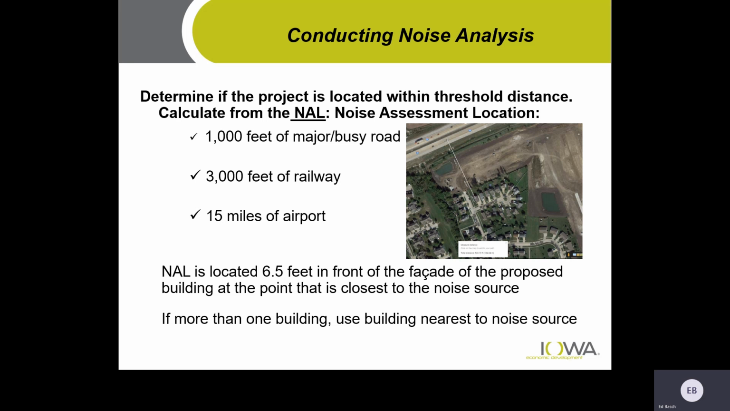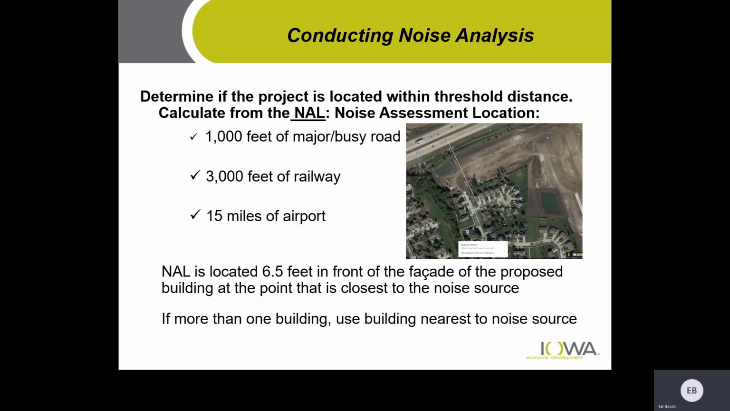But if you have an applicable project, determine if the project is located within threshold distance, and calculate that distance from the noise assessment location: within 1,000 feet of a major or busy road, 3,000 feet of a railway, or 15 miles of an airport. The noise assessment location is located 6.5 feet in front of the facade of the proposed building at the point that is closest to the noise source. If there's more than one building, use the building nearest to the noise source.